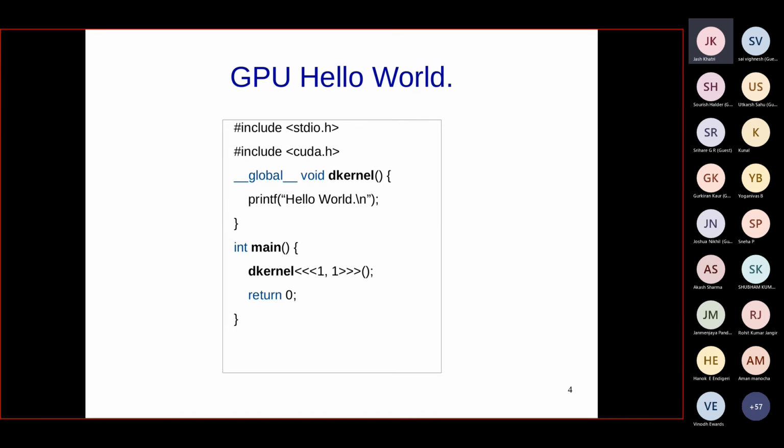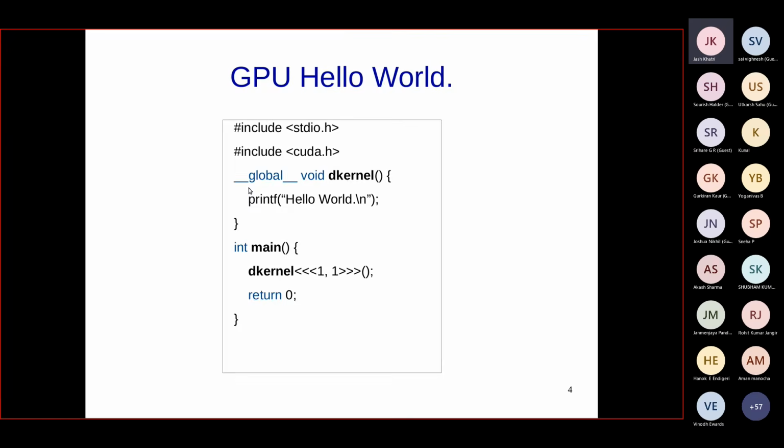Here you would observe many similarities, but there are 3 key differences. First is the header file that you will see, #include cuda.h, which is the header file that you need to include each time you want to write CUDA code. It will contain the necessary CUDA related functions and all those things. So that's the first thing.